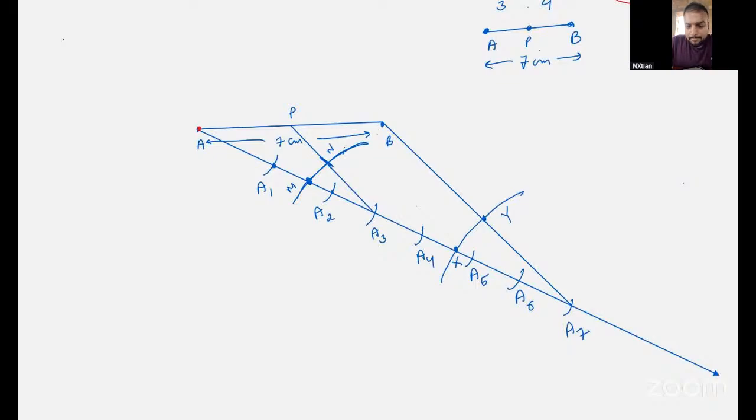AP is 3 centimeter and PB is 4 centimeter. Correct. So my AP is 3.7 centimeters. Some error is there.